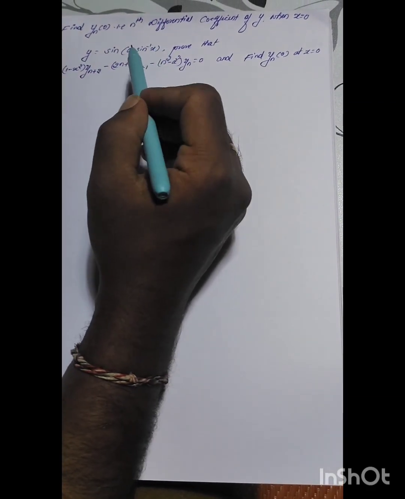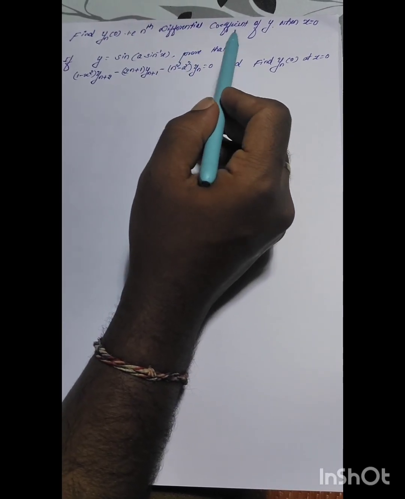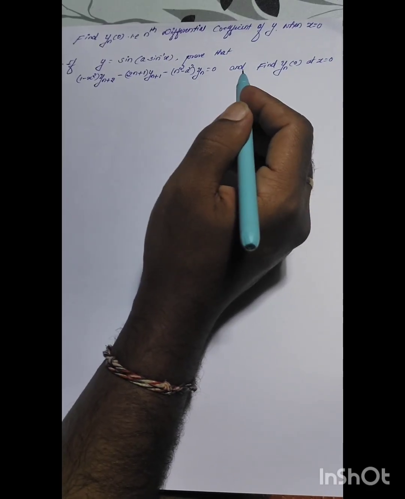I mean, the nth derivative we have found. So when x is equal to 0, we need to find what will be the yn. That's called finding the differential coefficient of y when x equals 0. So we'll see how to do that.